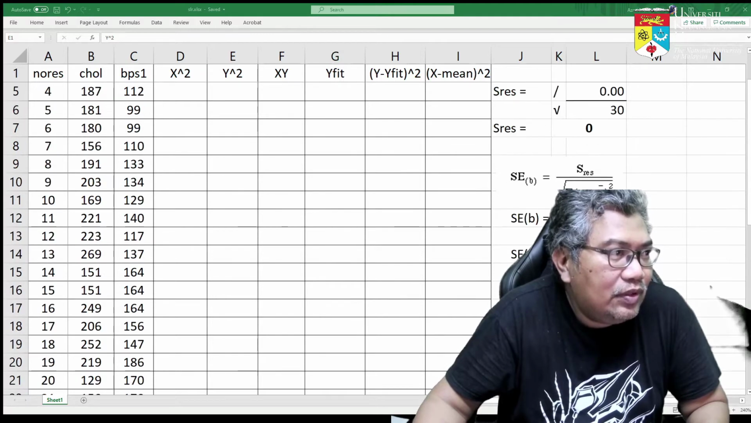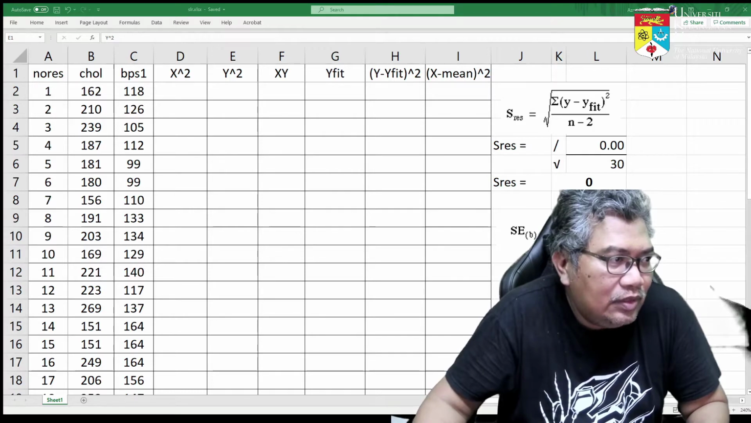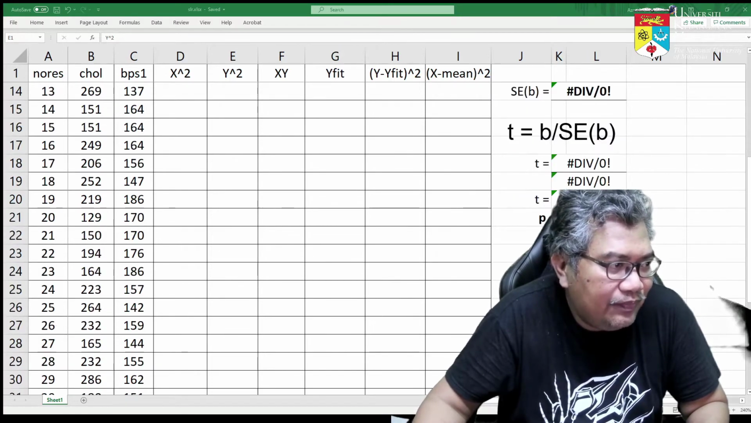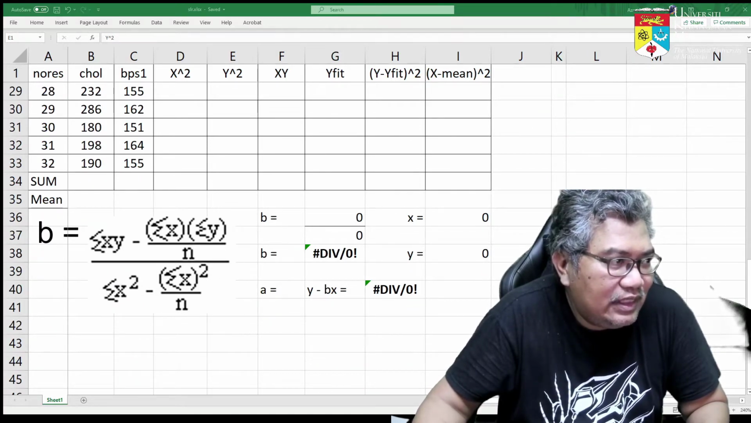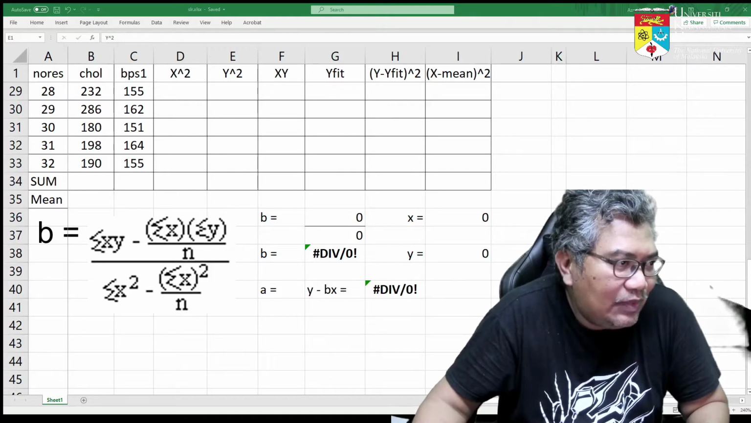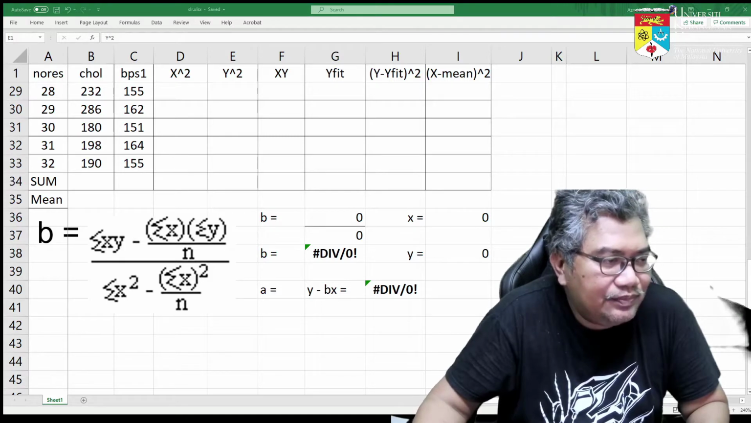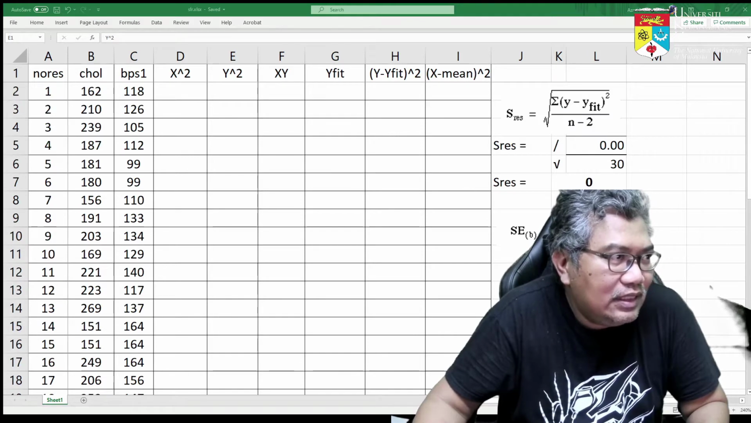Okay, so we are going to calculate the simple linear regression. To get the simple linear regression, we first have to get the regression coefficient. This is the formula for the regression coefficient. As you can see, we need the sum of x, the sum of y, the sum of xy, the sum of x squared, and the sum of y squared. For that, we have this spreadsheet, so we're going to take advantage of the spreadsheet to calculate all this.